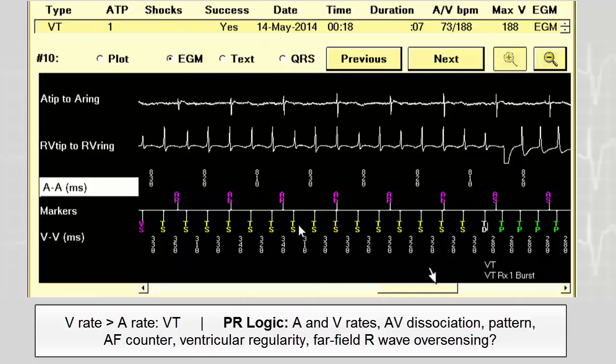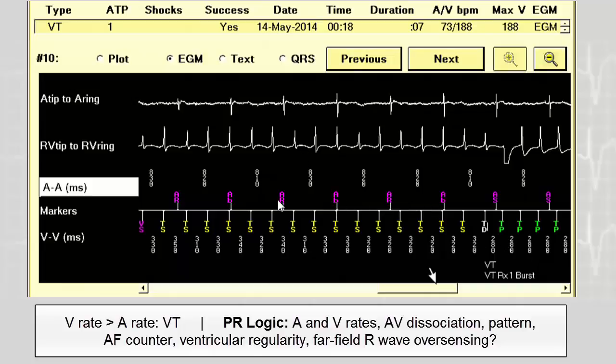First, the comparison between the atrial rate and the ventricular rate. Second, the analysis of the number and of the position of the atrial events relative to the ventricular events. The analysis of the association or dissociation of the atrial and ventricular events, then the regularity or irregularity of the ventricular rhythm, and last, the search for the presence of far-field R-wave oversensing at the level of the atrial channel.